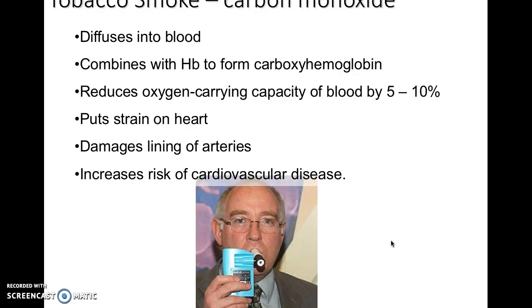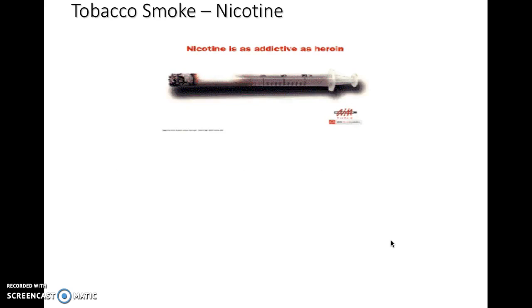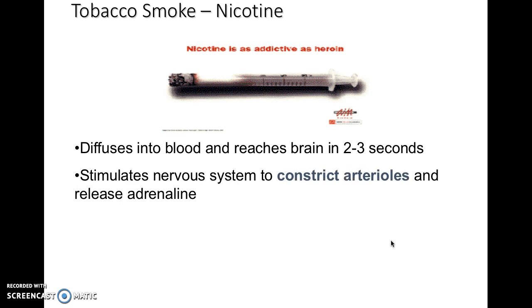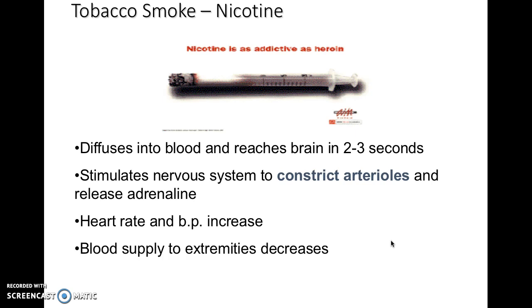Why do I keep thinking there's more? Nicotine. Nicotine is considered as addictive as heroin because it's going to diffuse into the blood and it reaches the brain in 2 to 3 seconds. So it's actually very quick. It does stimulate the nervous system to constrict the arterioles, which we discussed are parts of the artery, and this is going to release adrenaline. Your heart rate and your blood pressure are going to increase.